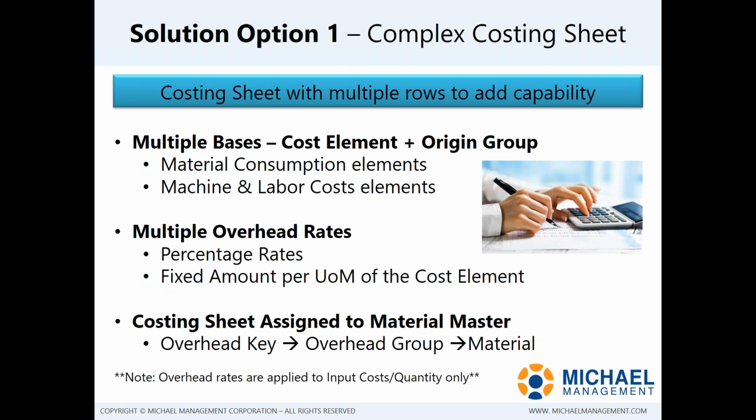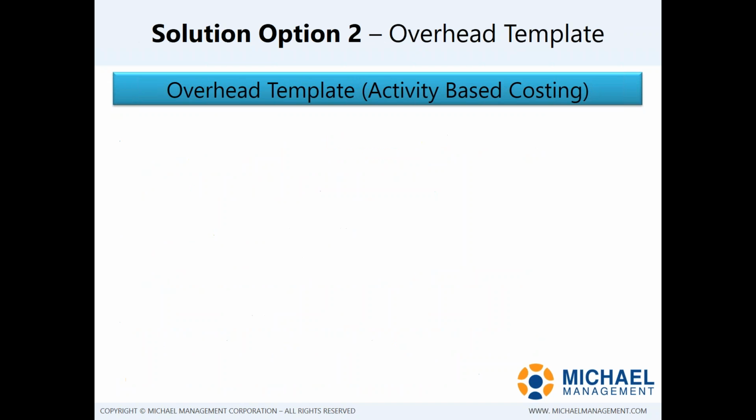The one limitation on the costing sheet, though, to note here is that all of these rates and bases are already applied to input costs or input quantities only into the standard cost estimate. There's nothing in the standard costing sheet that allows you to really use outputs or confirmations out of a production order type process. You are really basing all of these calculations on the input costs that are coming into the process. So let's see what other options are available.